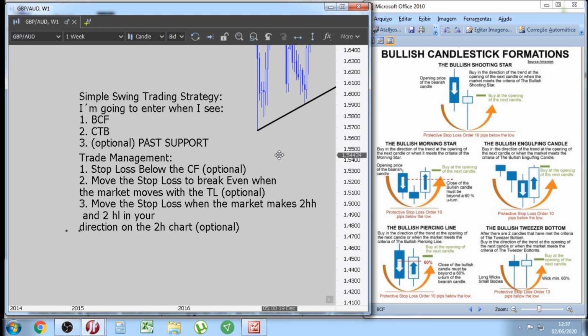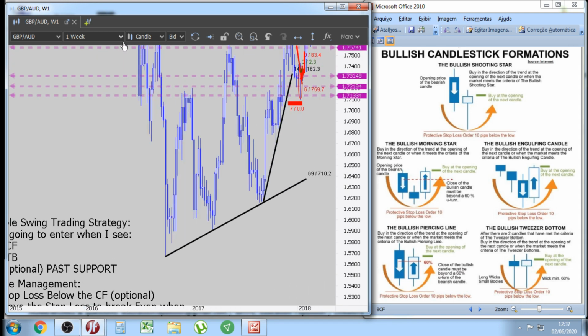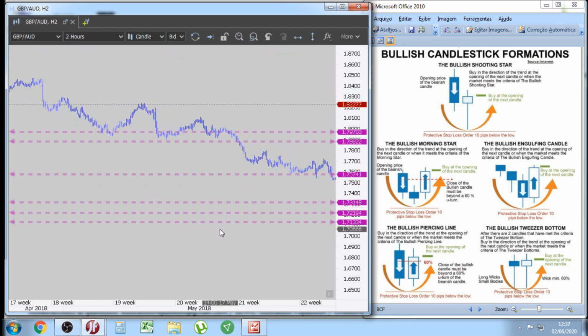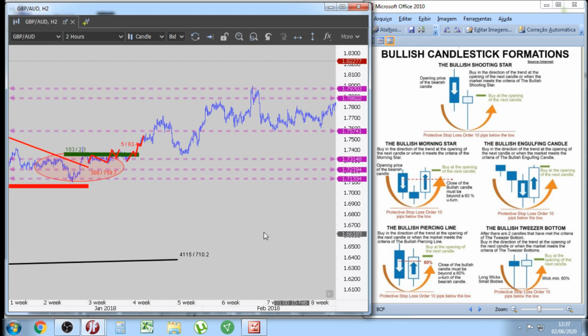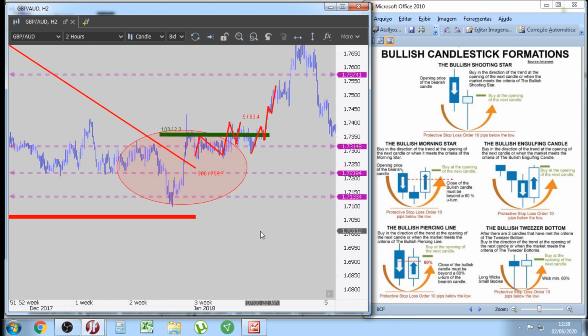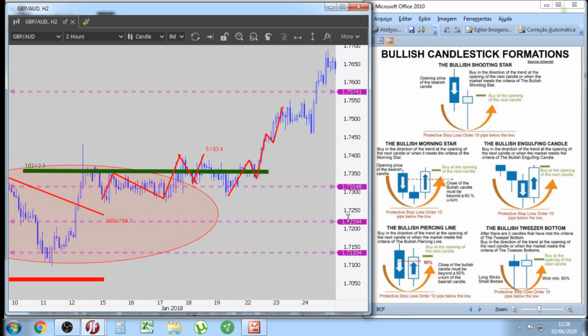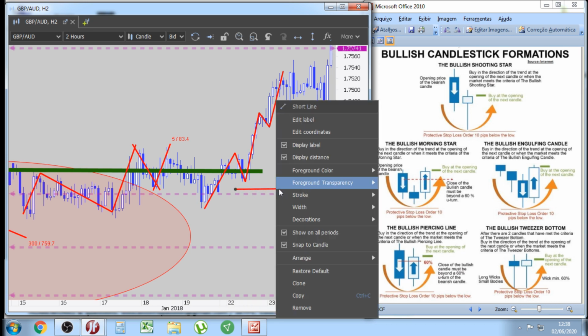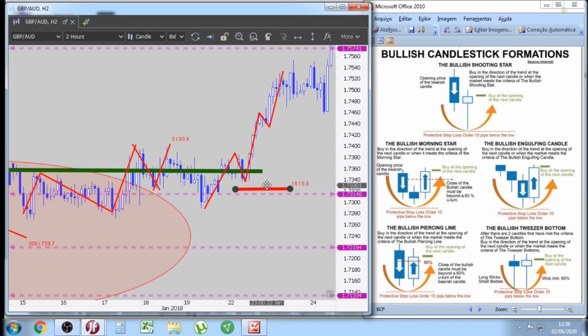But if you would choose number 3, move the stop loss when the market makes 2 higher highs and 2 higher lows in your direction on the 2-hour chart, then you would manage the trade already. So we are going to jump on the 2-hour chart again. This is where we are right now. And we already have 2 highs and 2 lows in your direction. So if you would choose number 3, everybody, you would move your stop loss first down here, and then you are going to move it when the market makes the second high. You are going to move it here, the stop loss.